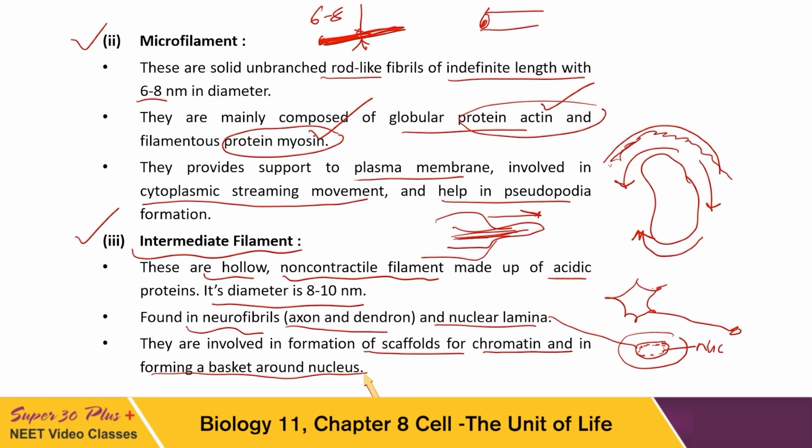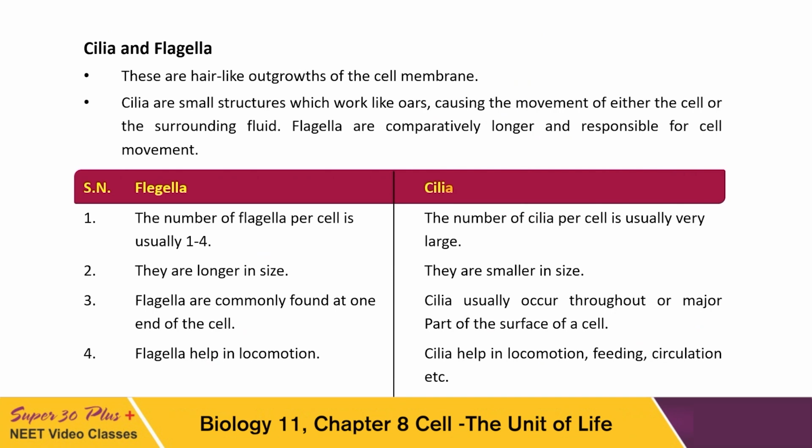Come to the next now. We have to say structure of cilia and flagella. You see, these are outgrowths of the cell membrane. You know that this is a cell. I'm going to take a euglena here, like this. This is the plasma membrane. From plasma membrane, the extension will be there. This is known as flagellum.